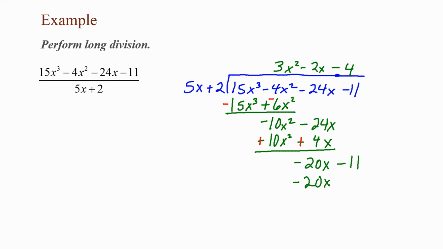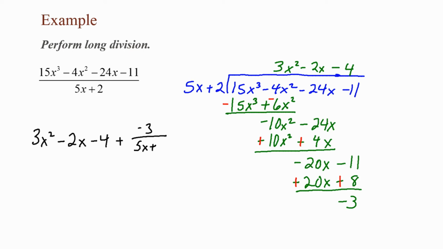Negative 4 times 2 gives me a negative 8. Subtracting, negative 20x plus 20x is 0. Negative 11 plus 8 is a negative 3. So my final answer is 3x squared minus 2x minus 4 plus a negative 3 over 5x plus 2.